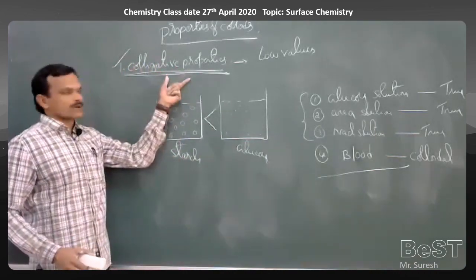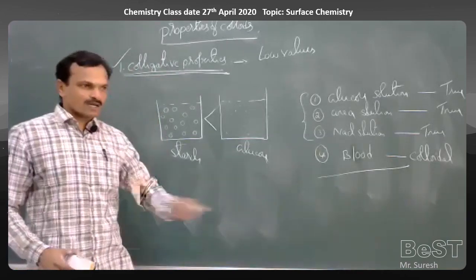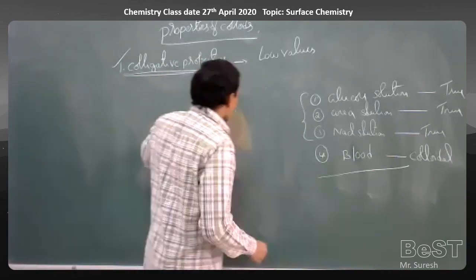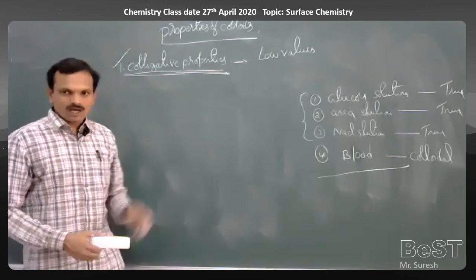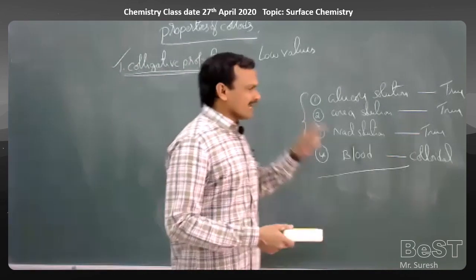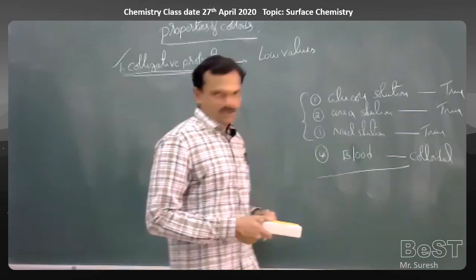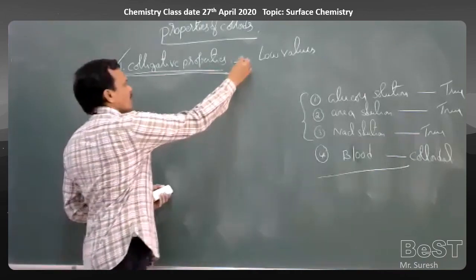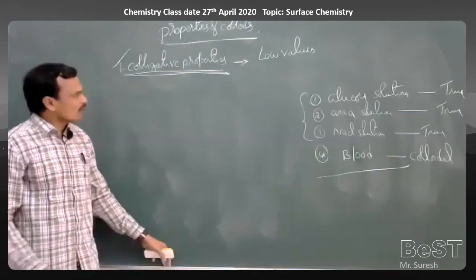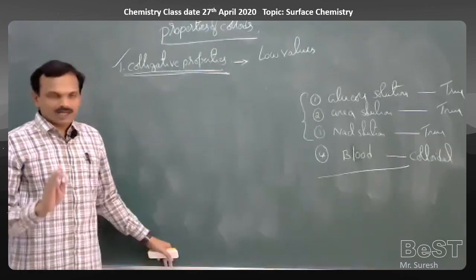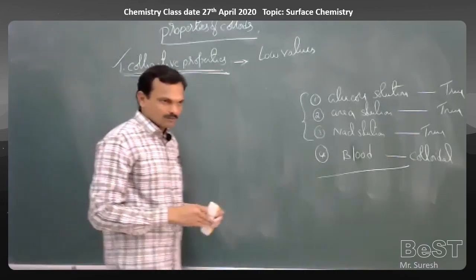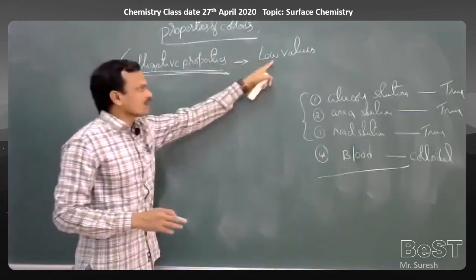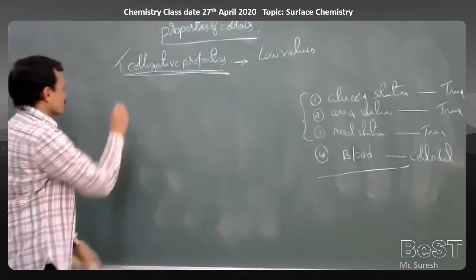Colligative properties depend on the number of solute particles but not on the nature of the solute. So what are those colligative properties? Elevation in boiling point, depression in freezing point, relative lowering of vapor pressure, and osmotic pressure. Regarding these properties, you will learn very clearly in the solution chapter. So this is regarding the first property. Overall, a colloidal solution contains fewer particles per unit volume, so the colligative properties of colloidal solutions have low values. This is the first property.